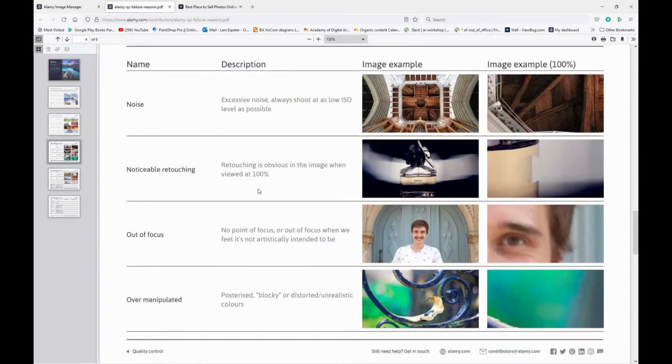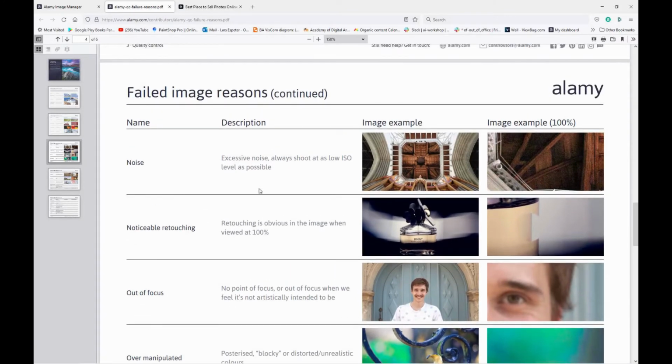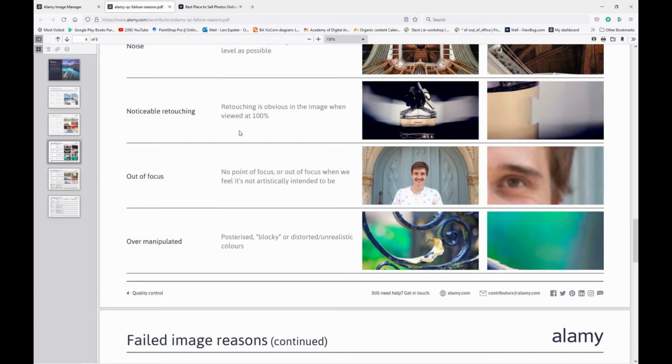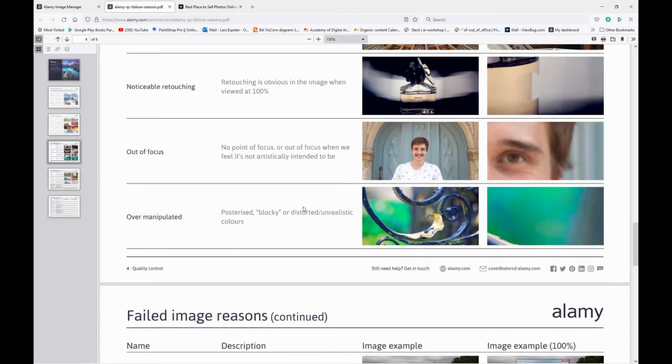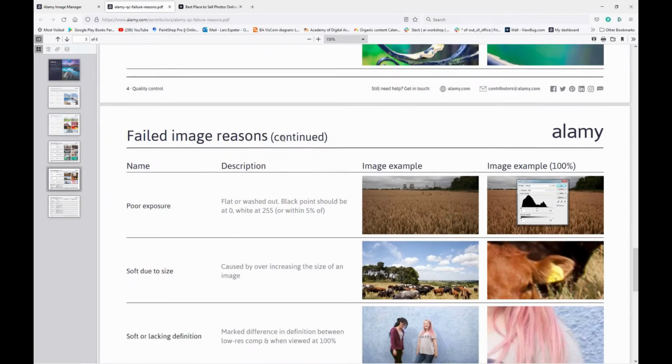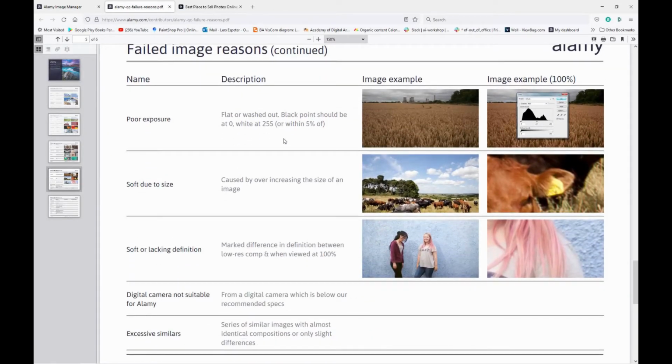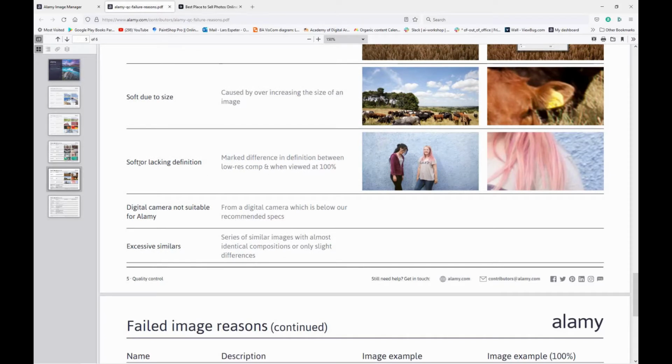They're the common ones, the ones that you would expect, like noise, blur, camera shake, retouching artifacts, chromatic aberration, the usual stuff. Nothing too special. Soft or lacking definition is defined by them as a marked difference in definition between low-res compression and when viewed at 100%.